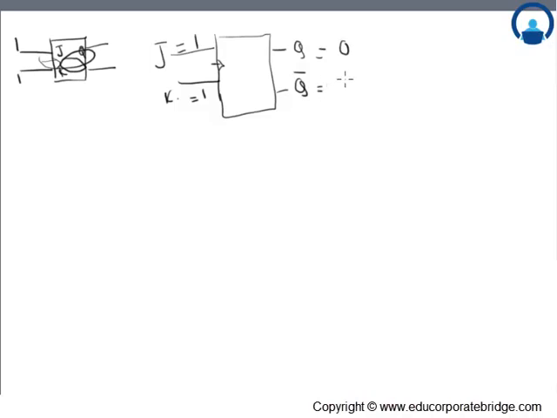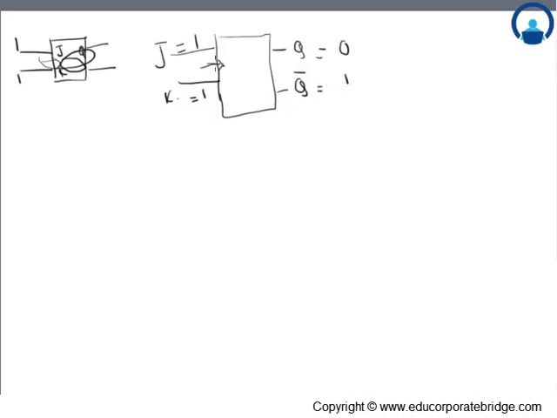Let's draw a neat figure. This is a JK flip-flop, with a small input as a clock. This will be Q bar. So the inputs given here are 1. What will be the next state, or how correspondingly will the flip-flop work? So let's assume initially Q is 0, so Q bar will be 1.